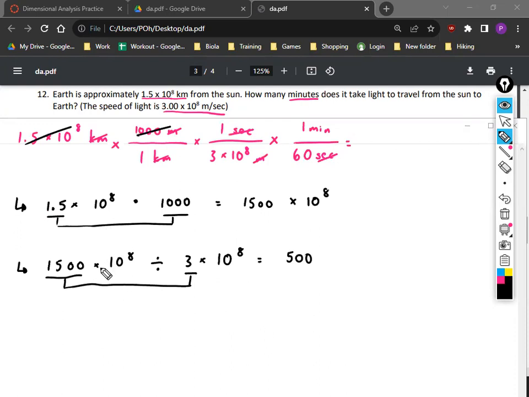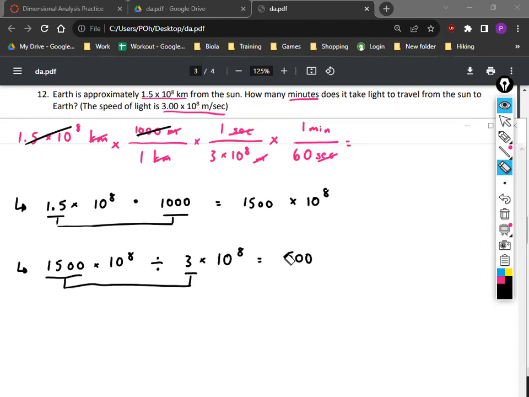After that, you've got the scientific notation part. For the scientific notation part, if it is a division sign, you just need to subtract the exponents from one another. If you look at the exponents, it's 8 and 8. So 8 minus 8 is 0, and you'll end up with 10 to the power of 0. If you guys remember from math, anything to the power of 0 is 1. So 500 times 1 is 500. That's it. That's how you can get rid of the scientific notation.